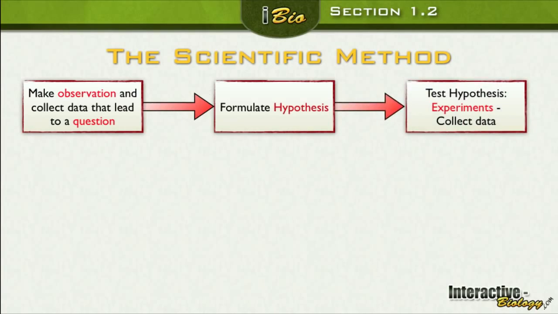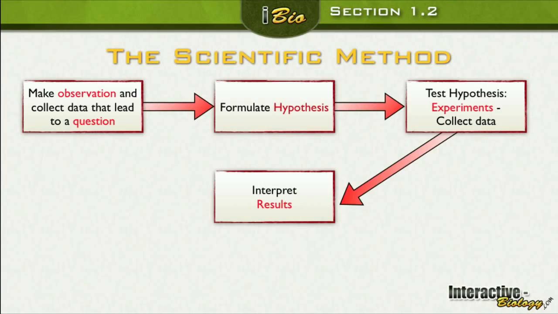Experiments. You're going to test your hypothesis by using experiments, and of course, from those experiments, you are going to collect data. And then what do you do with that data? You interpret the results that you get. What happens if your results contradict your hypothesis? What do you want to do then? Okay, you want to go back to your hypothesis. You want to reformulate a hypothesis, right?